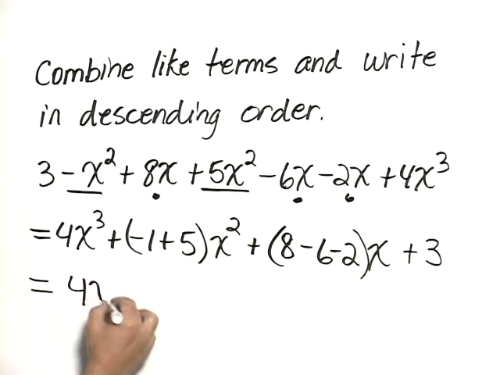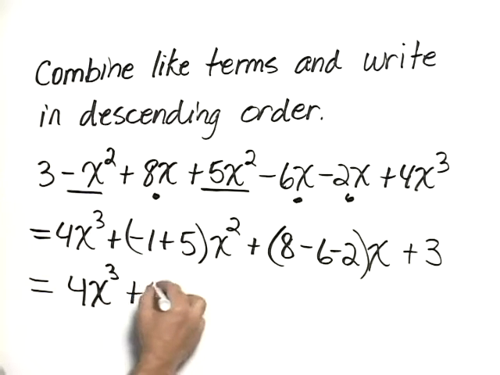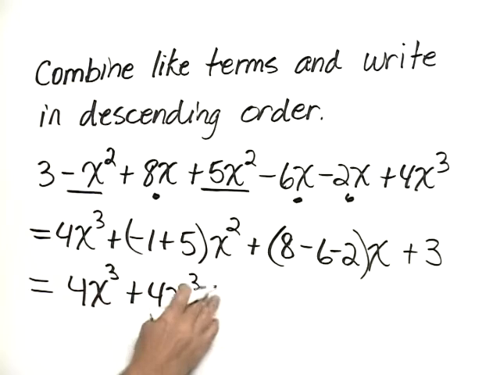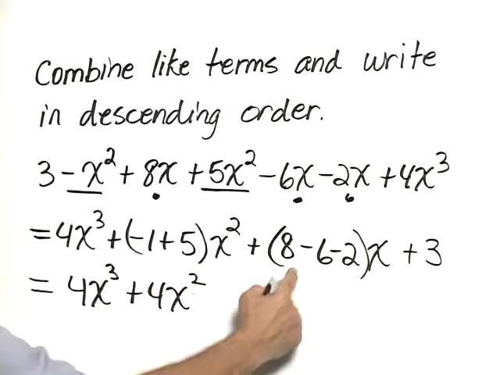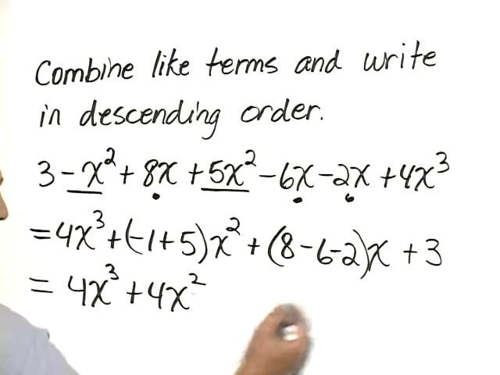Simplifying further, of course, the 4x cubed remains the same. -1 plus 5 is plus 4 times x squared. 8 minus 6 minus 2 is 0. 0 times x is 0. We don't need to write that term, so we finish it off with plus 3.